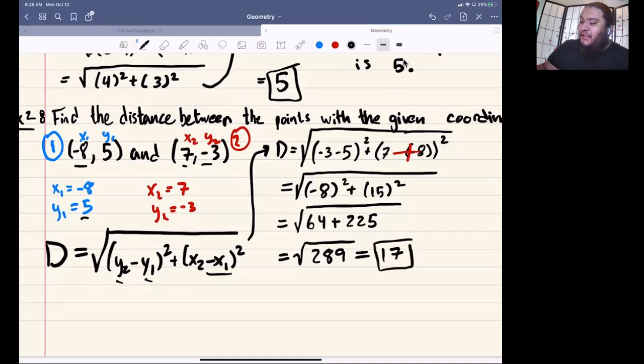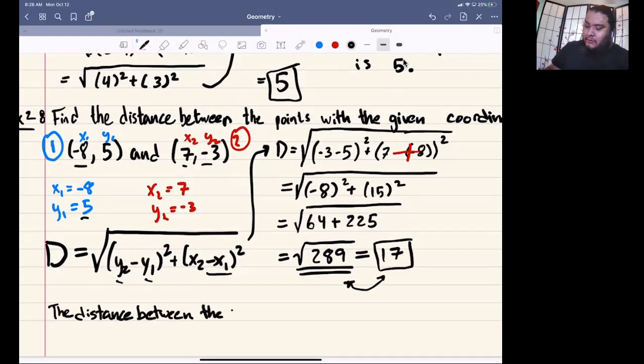So feel free to use a calculator in this section at this point. You'll get credit for both of these. I don't expect you to know that this is the square root of 17. Even I didn't know that. So the distance between the 2 points is 17 units. And that's it.